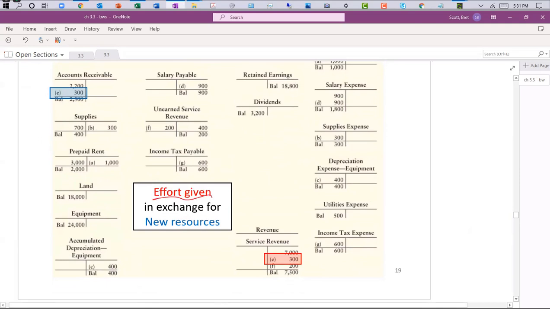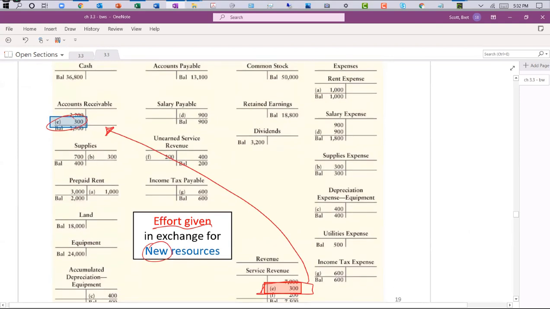What about any effort that's been given? Well, we acknowledge that there was that $300 worth of revenue that we earned on that commission fee that we had not yet recorded. We recorded that and we're acknowledging, oh, it's not been paid in cash. It's now a receivable. Remember that assets represent resources. So this is a new resource that we are bringing onto the books because of adjusting journal entries.